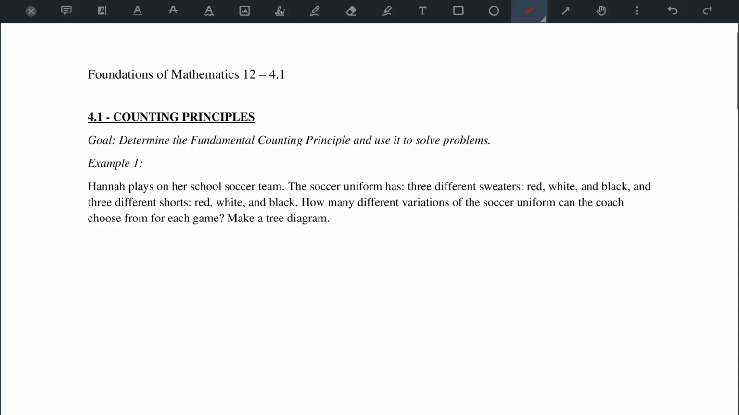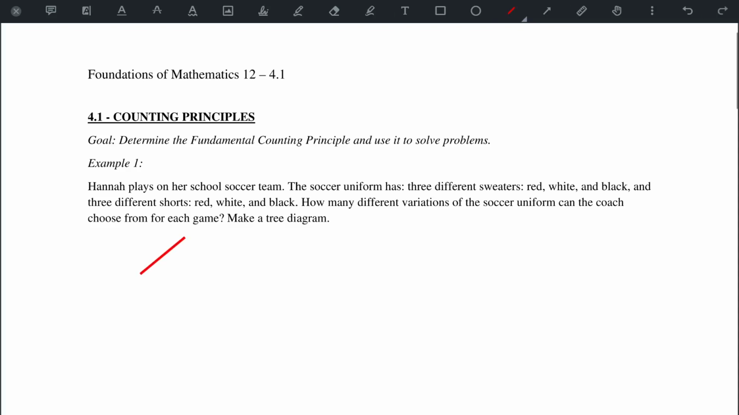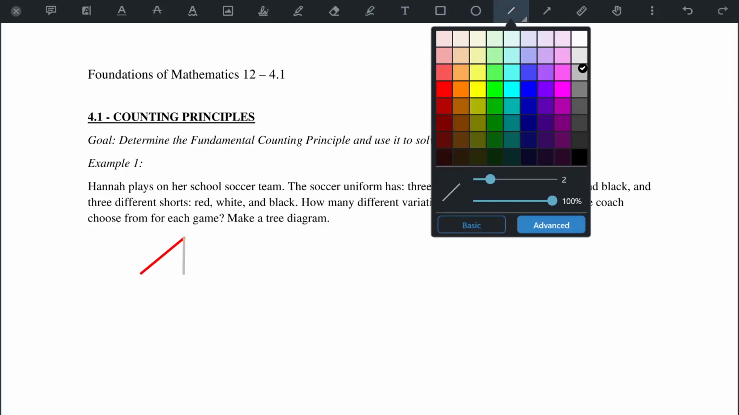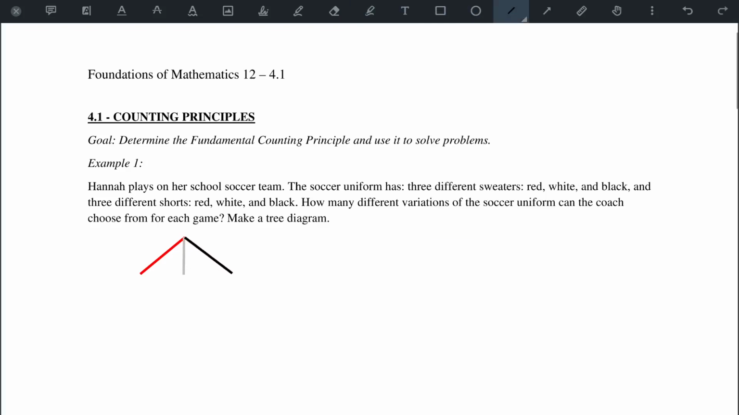diagram for this one. So we have red on the first branch, and then we have white in the second branch, and the third branch will be black. Okay, and we're going to add in the corresponding letters as well. Let's go ahead and do that here. So we have red, and then we have white and black. And of course, that's just for the sweater. So go ahead and write that in.